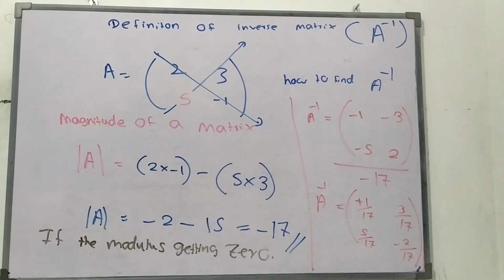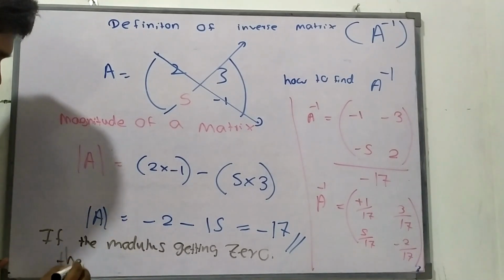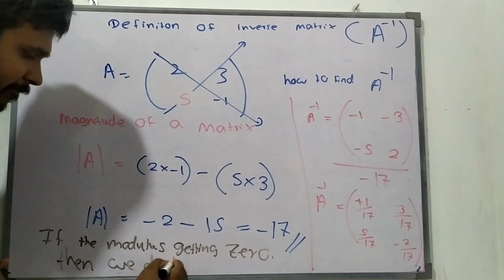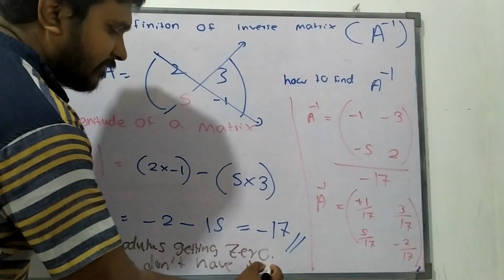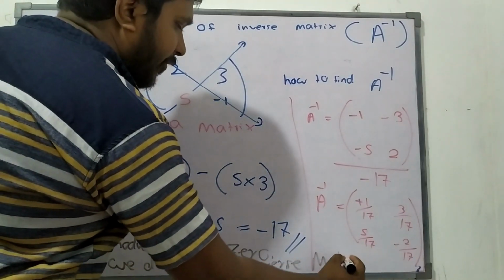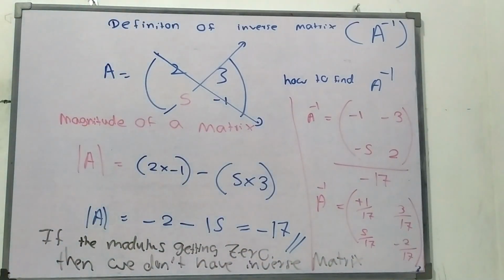So that matrix doesn't exist, an inverse matrix, right? Then we don't have an inverse matrix, right? So this is a very important thing in our inverse matrices, right? If the matrix modulus is 0, then we don't have the inverse of that matrix, right? So always the modulus should be any value except 0.